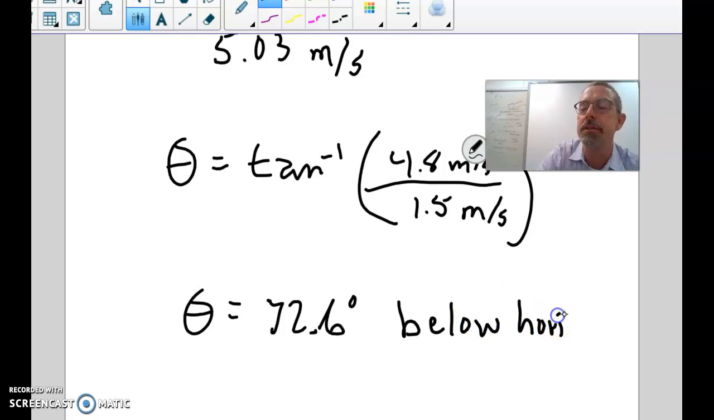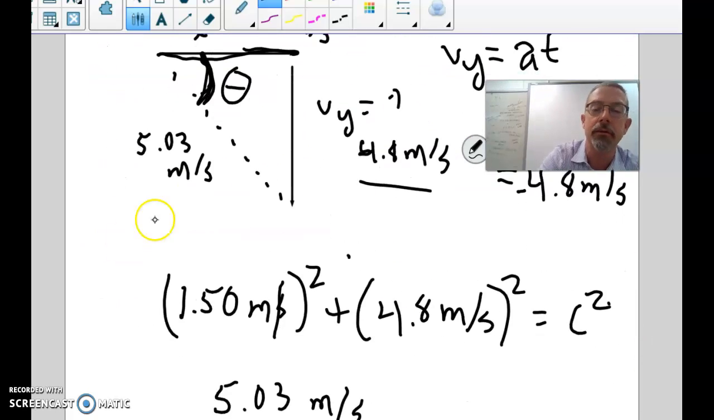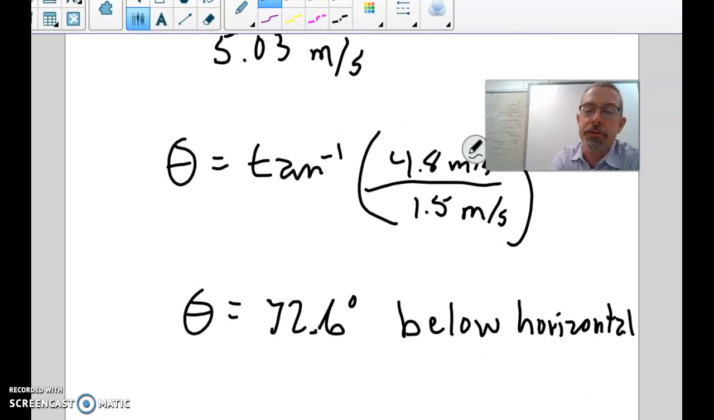Now, you could have just as easily solved this by another means. You could have figured out this angle, which would be 90 minus 72.6 degrees. There's other ways you could do it. Now that you knew this resultant, you could have used the inverse sine function or the inverse cosine function to figure it out. Doesn't matter as long as you get the same result. So if I say 72.6 degrees below the horizontal, that's the same as saying 18.4 degrees from the vertical. Okay, six of one, half a dozen of the other.